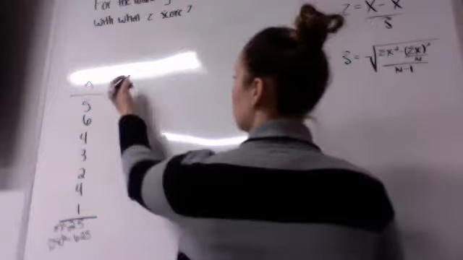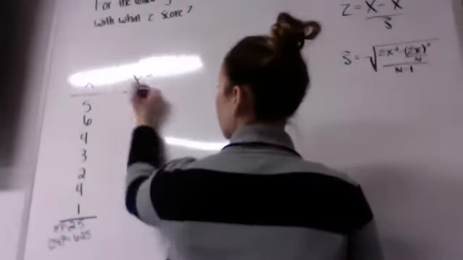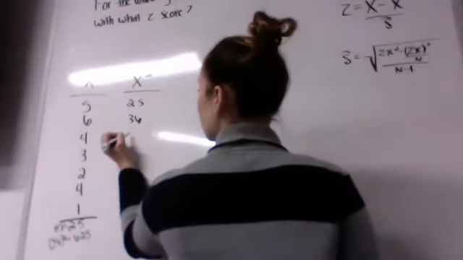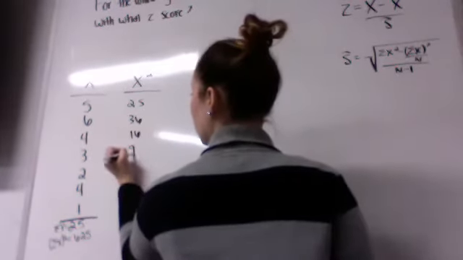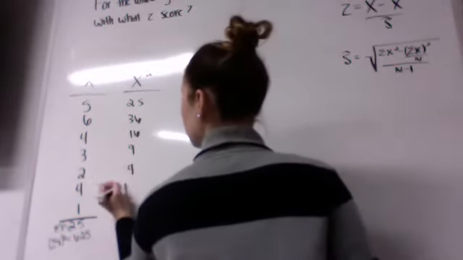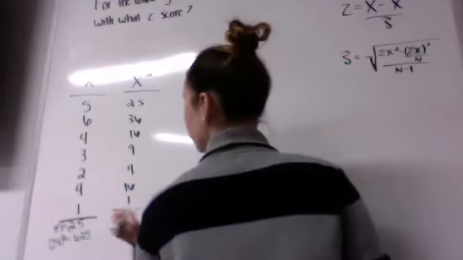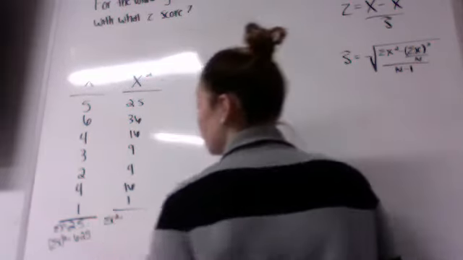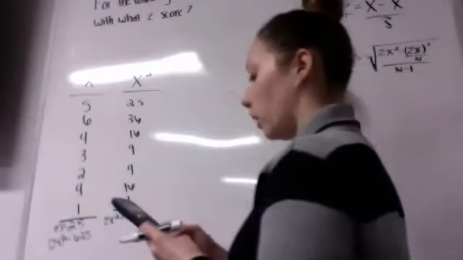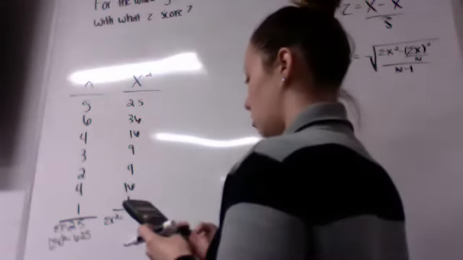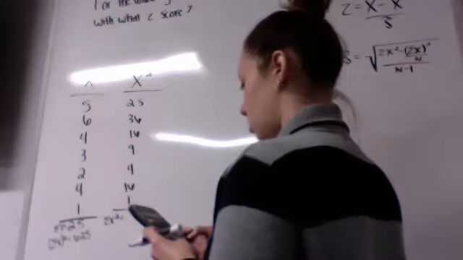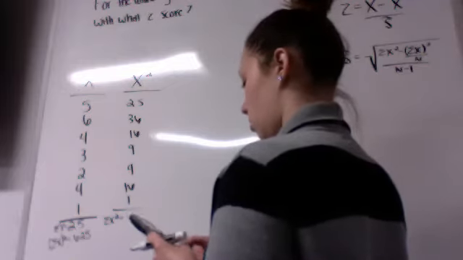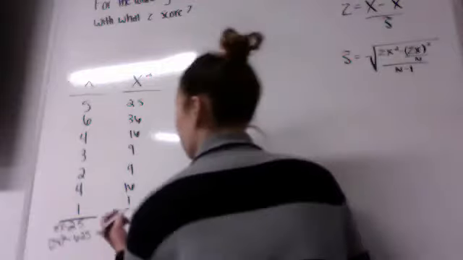The next step that we need to do is do our x squared column like we've done in the past. So 5 squared, 25, 6 squared, 36, 4 squared, 16, 3 squared, 9, 2 squared, 4, 4 squared, 16, 1 squared, 1. Then you add up that column, and this gives you the sum of our x squareds. 25 plus 36 plus 16 plus 9 plus 4 plus 16 plus 1 gives us 107.